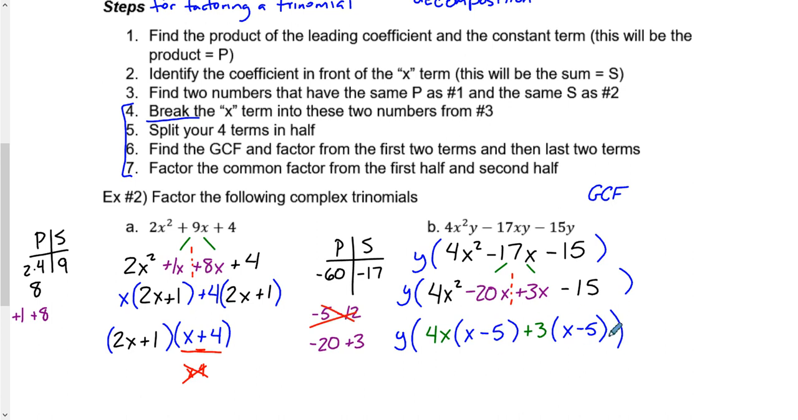You can see that there's an x subtract 5 and an x subtract 5 there. Not forgetting about my y. x subtract 5, and I would be left with a 4x add 3. There we're done. And there you can have fun.